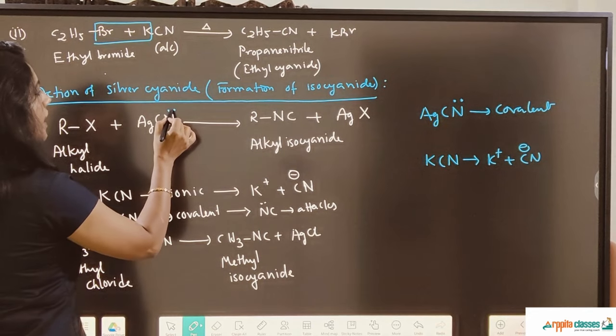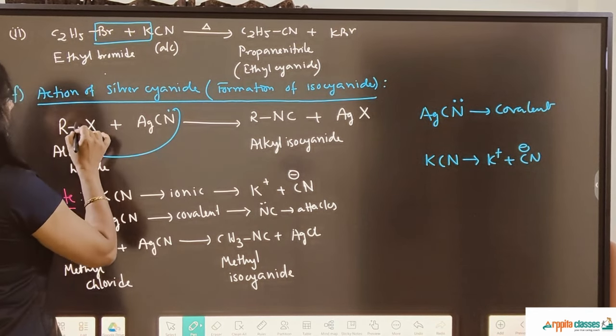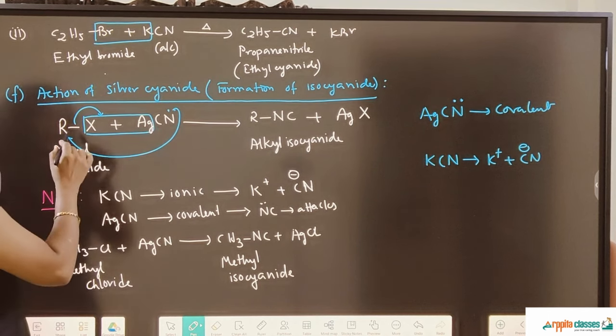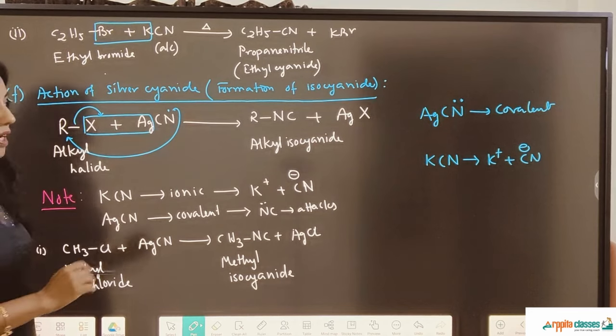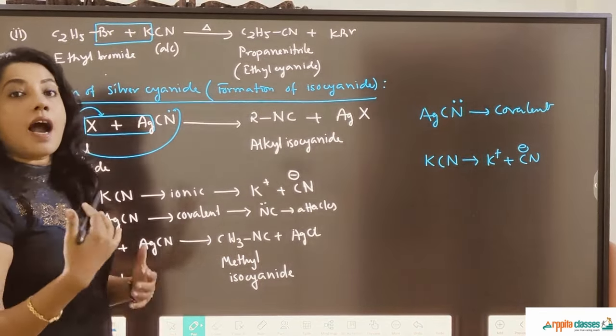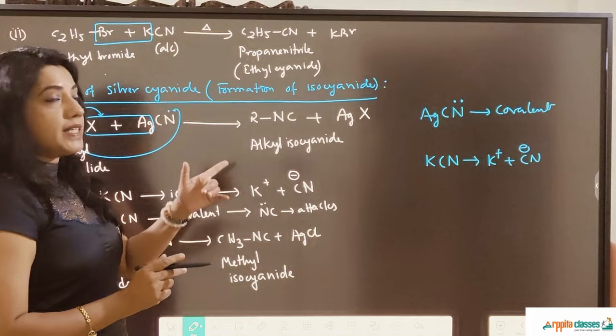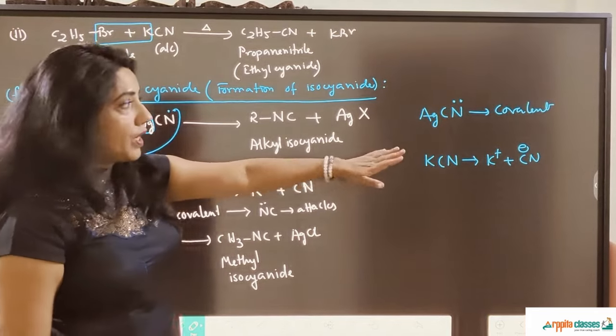So if nitrogen attacks the R group, the attack will be like this, and this is coming out. So finally AgX will be coming out from here, and the bond will be between carbon and nitrogen. So we get RNC. This is the isocyanide. This is the difference. With KCN we get cyanide, and with AgCN we get isocyanide. I told you the reason.